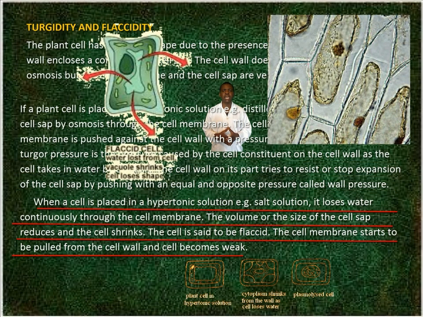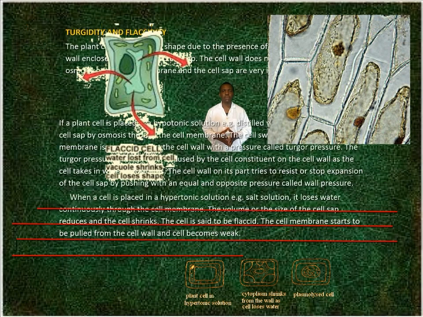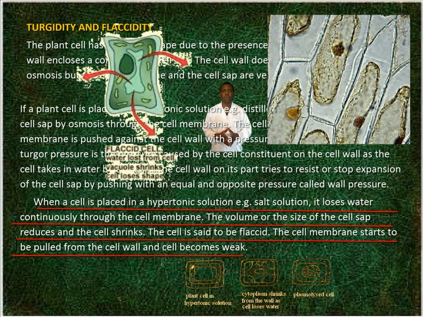When a cell is placed in a hypertonic solution, example salt solution, it loses water continuously through the cell membrane. The volume or the size of the cell sap reduces and the cell shrinks. The cell is said to be flaccid. The cell membrane starts to be pulled from the cell wall and the cell becomes weak.